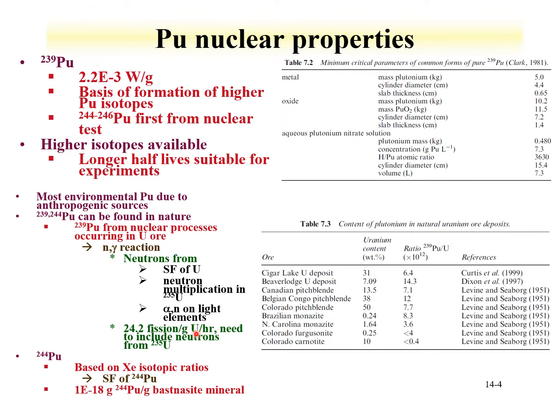There have also been some papers written about plutonium-244 in nature, based upon spontaneous fission of plutonium-244 and the xenon isotopes that would result from that. The reason for this even being a possibility is the relatively long half-life of plutonium-244. And these isotopic ratios have been examined in bastnasite minerals. These are the same mineral phases that are used in lanthanide mining.